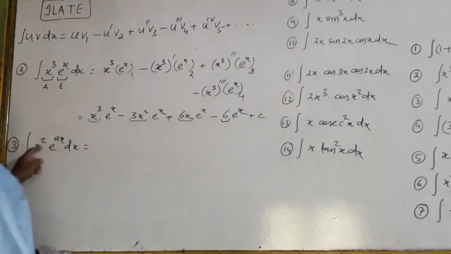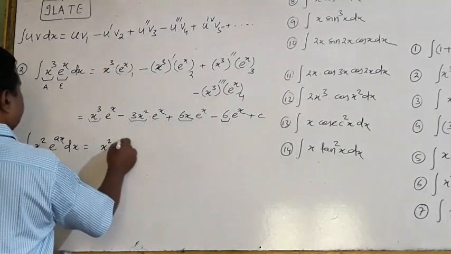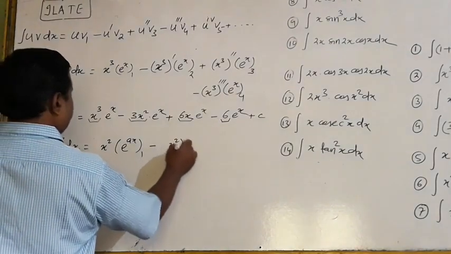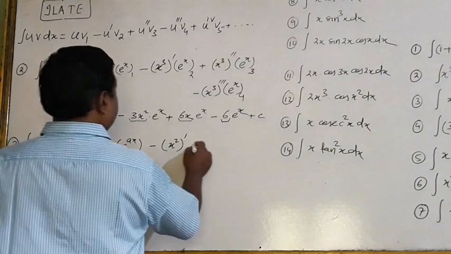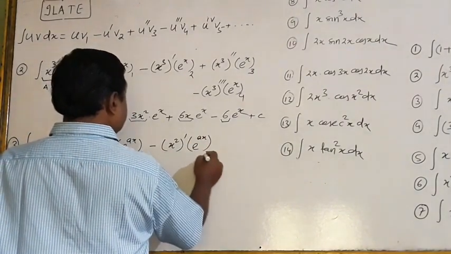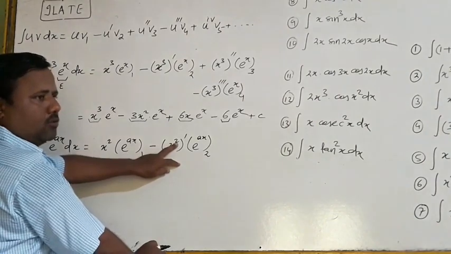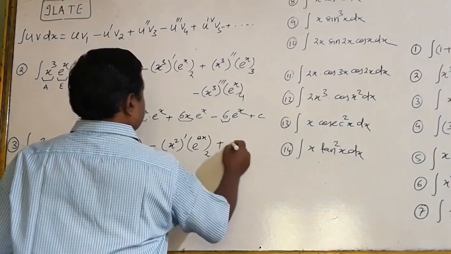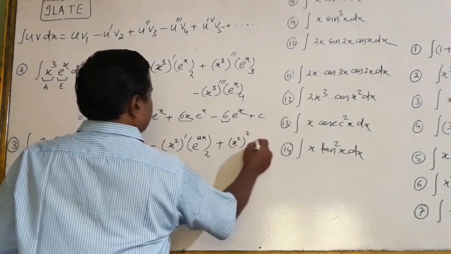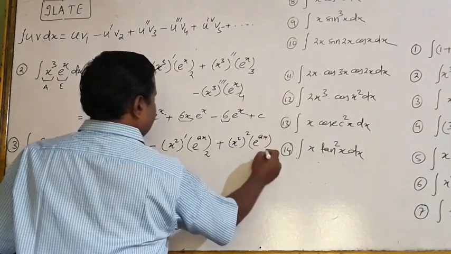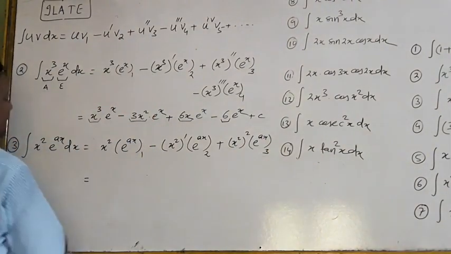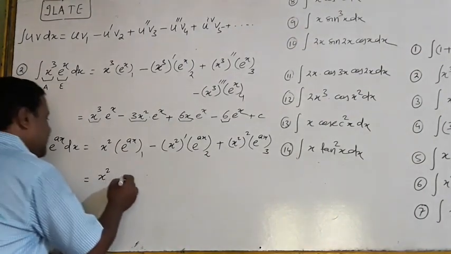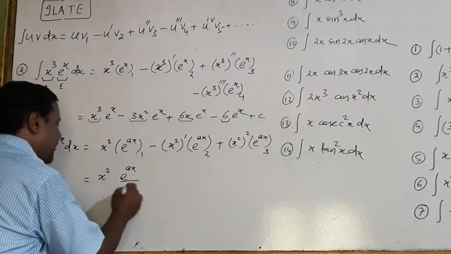Now look at this problem. It is x square e to the power ax. x square times the integration of e to the power ax, minus the derivative of x square times the integration of e to the power ax again. Since it has power 2, we can differentiate it 2 times. So next time it is x square, power 2, and e to the power ax integrated 3 times. Look at here, it is very important. x square, what is the integration of e to the power ax? It is e to the power ax by a.